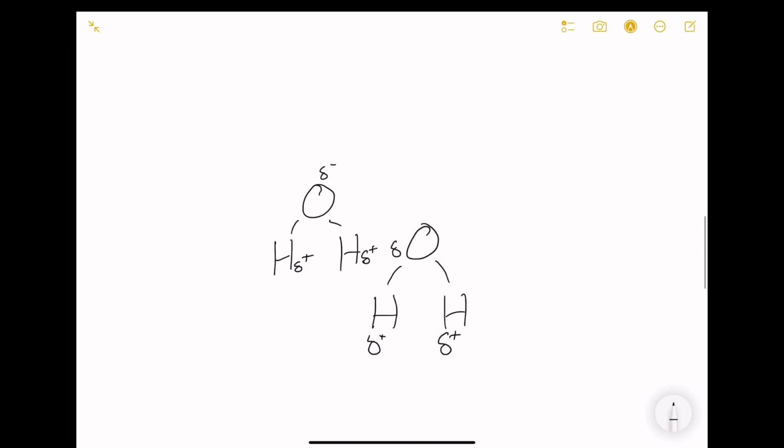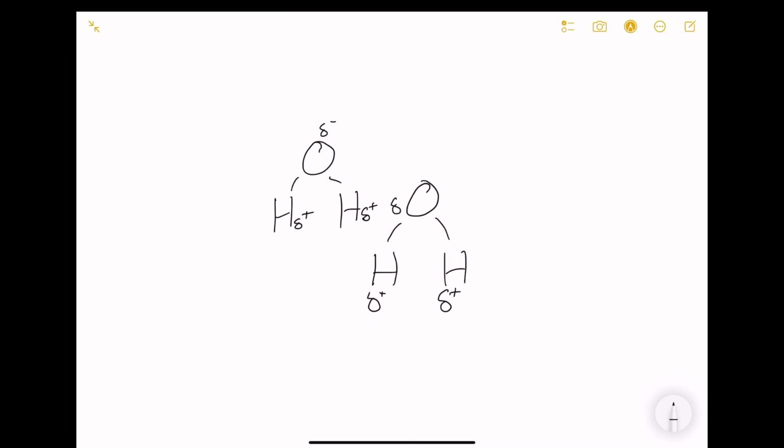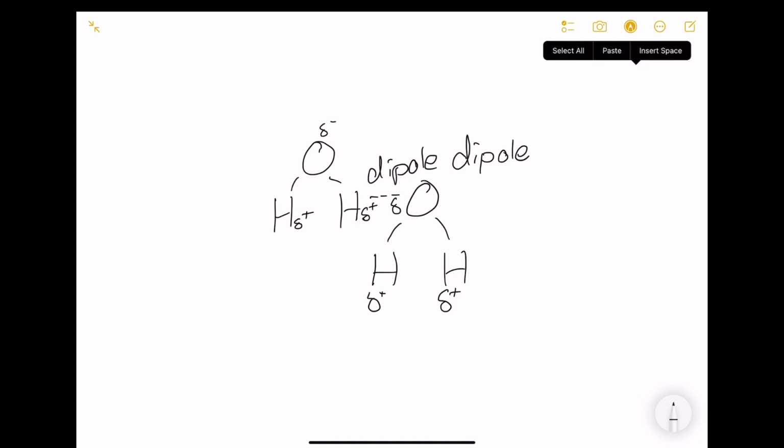When there are multiple water molecules present, the partially positive hydrogen will bond with the partially negative oxygen, which creates a dipole-dipole bond. But since it is involving a hydrogen and oxygen, it is considered a hydrogen bond.